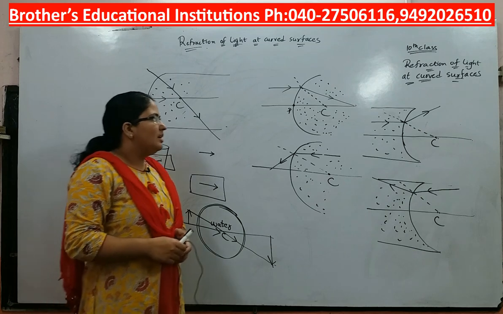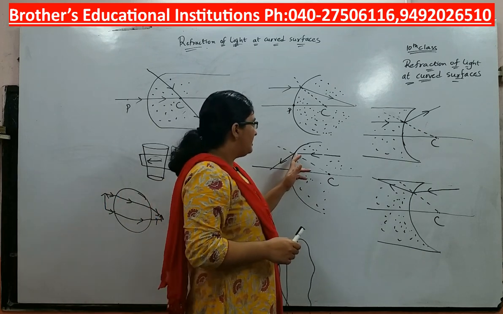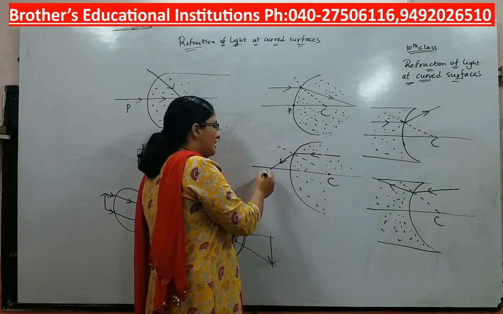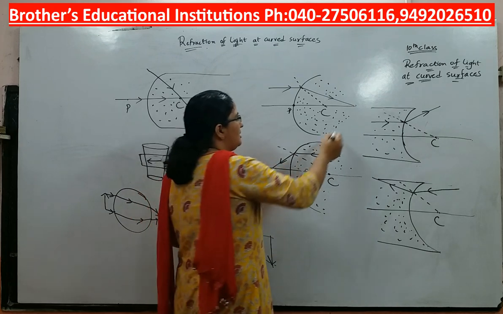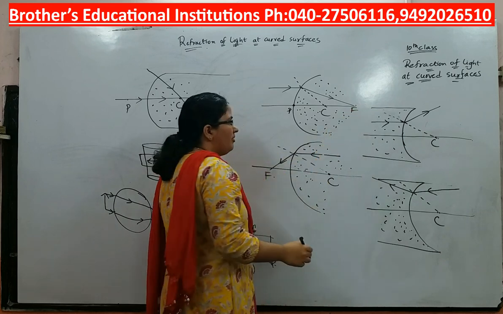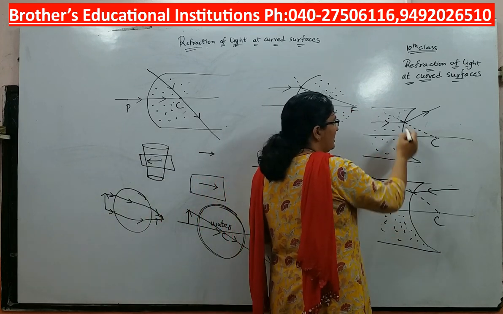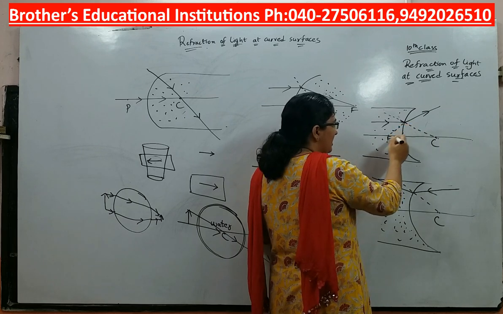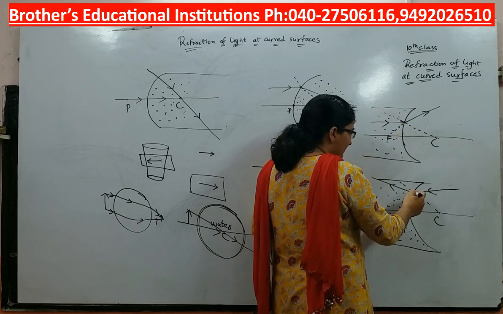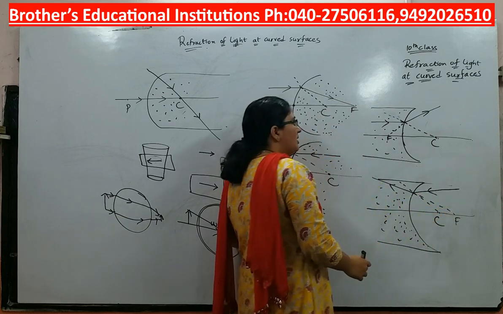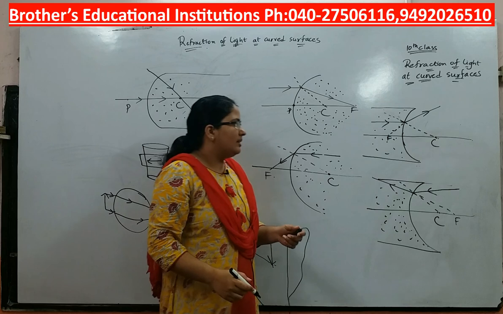Now, whenever you extend these rays, the point where the bent ray meets the principal axis is called the point of focus. Here, this is called the point of focus. In the case of concave surfaces, you have to extend the ray backwards, and that will give you the focus. This point is the point of focus.